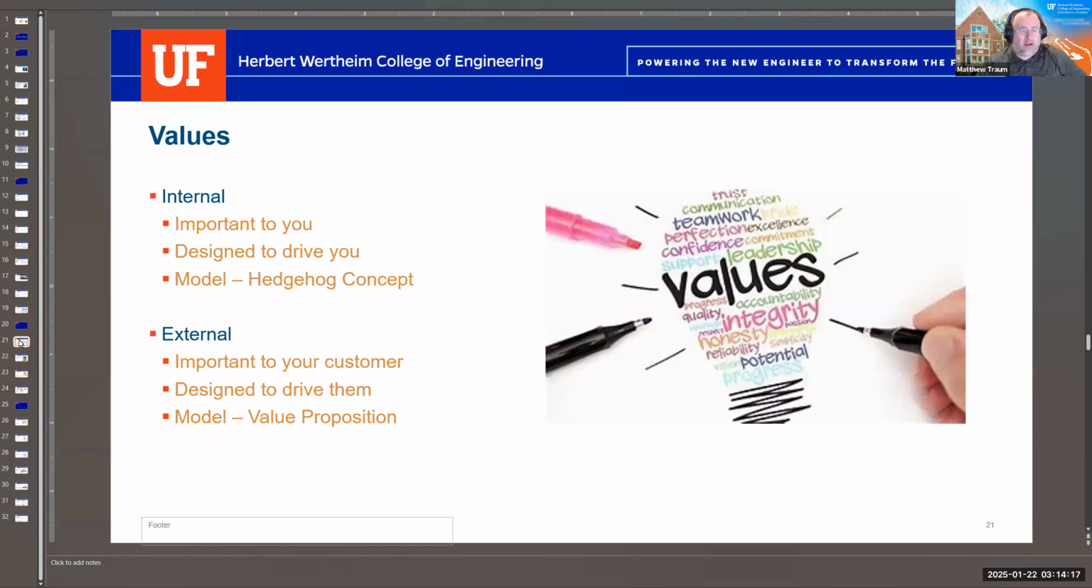If you already saw the presentation on the hedgehog concept, you've seen this slide, but of course, we only talked about internal values. So the value proposition canvas is an articulation of the values of your company, but the external facing values, right? So these are things that you want to articulate as being important to you because they're important to your customer. They're designed to drive your customer to buy your product and to engage with you as a company. And the way that we articulate those external values is using a model called the value proposition canvas.